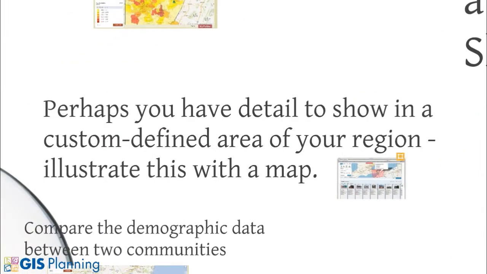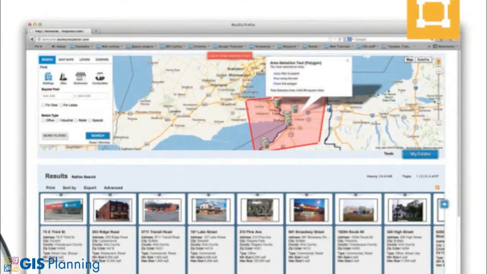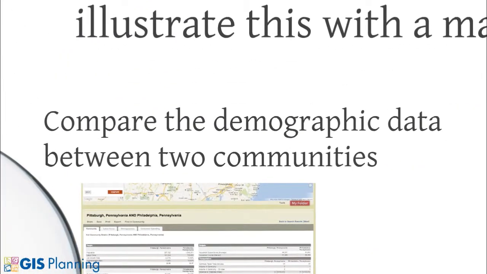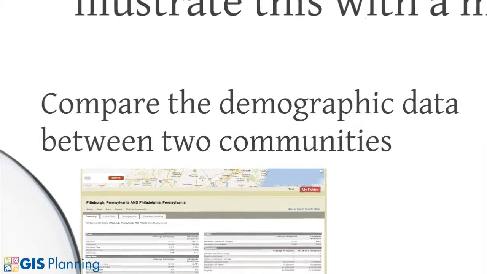Now, perhaps you have a detail in a custom defined area of your region that you want to show off, and you can illustrate this with a map. In this case, we're looking at the polygon tool. You can customize the actual area you want to show off, or you can use a radius as well. And in doing this, you can show all sorts of information around a particular site, business, location, point of interest, hospital, airport, etc.